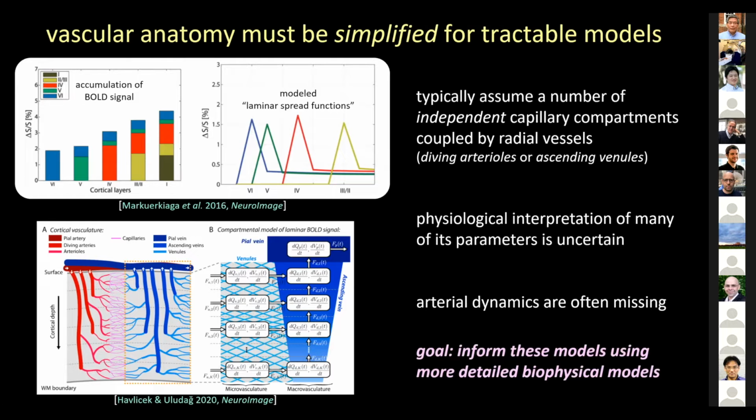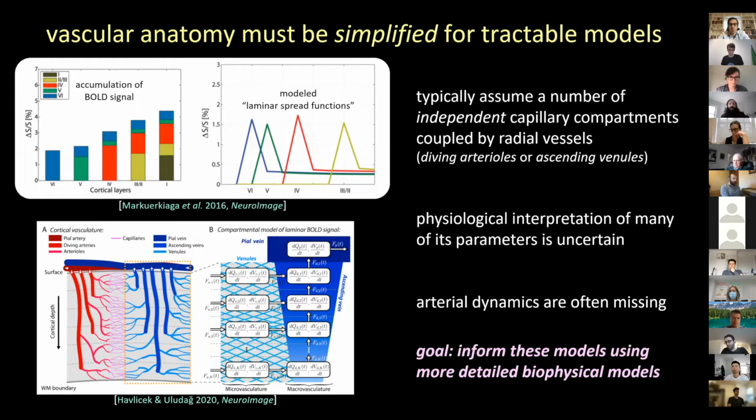Now, these models shown here are incredibly useful and have taught us a lot. So our goal here is to develop more biological models with more realism to inform these simplified tractable models, which can help to determine, for example, the laminar spread functions or the model parameters with more confidence.